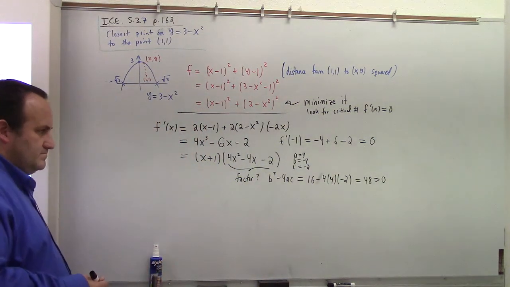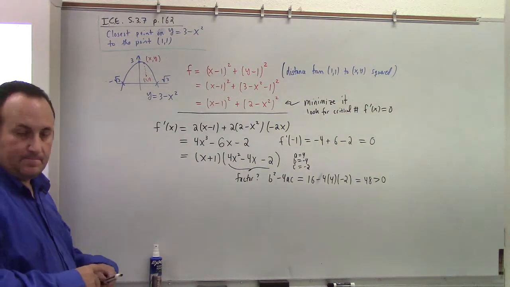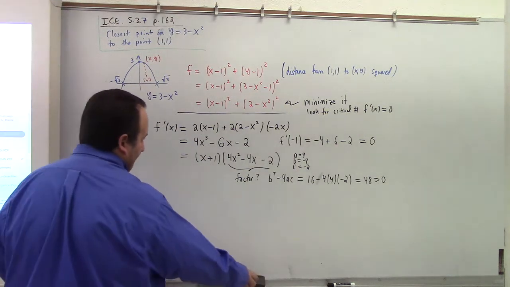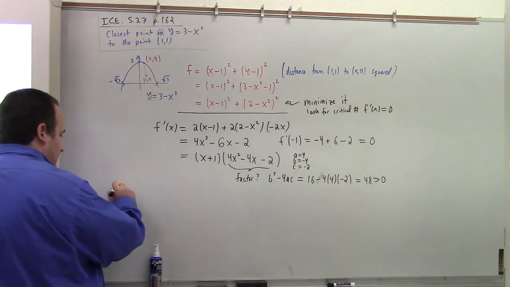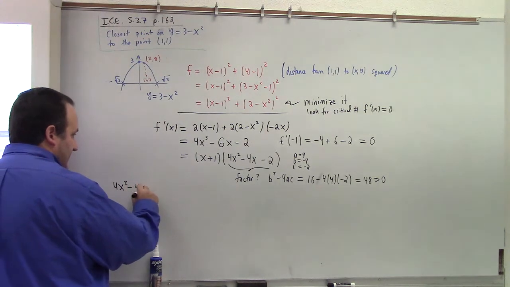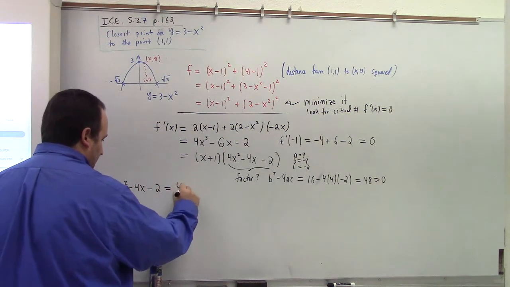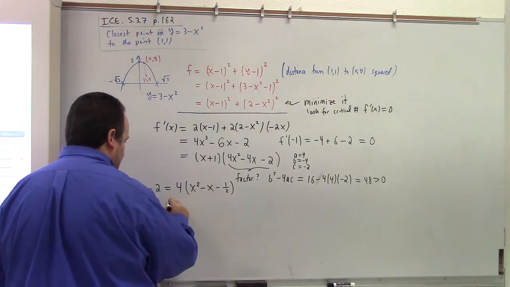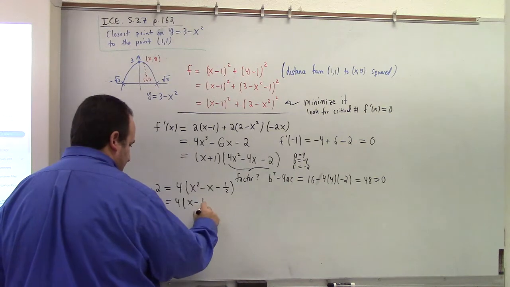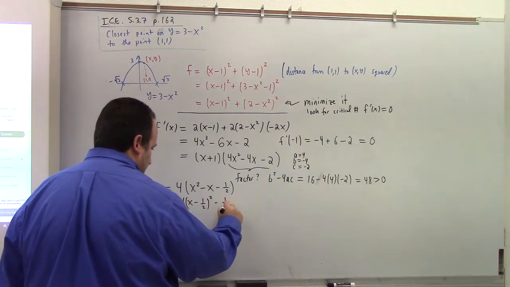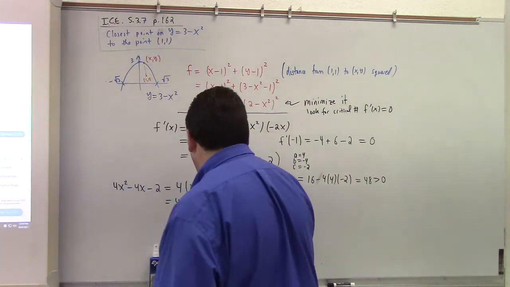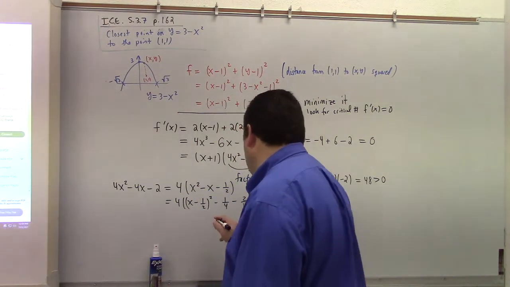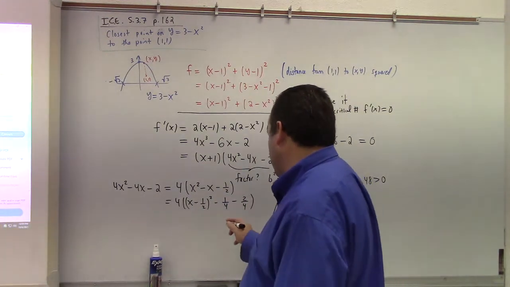So how do you guys want to factor this? Tell you what, I'll do it. So I've got 4x squared minus 4x minus 2. So this is 4 times x squared minus x minus 1/2, which is 4 times x minus 1/2 squared minus 1/4. And of course that's minus 2/4. So that's minus 3/4.